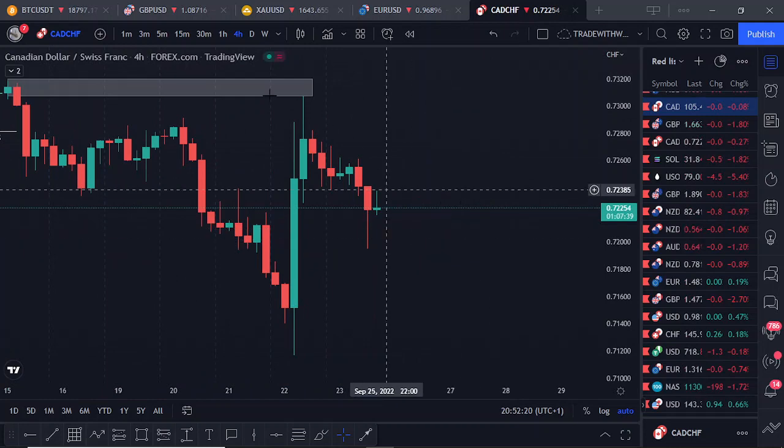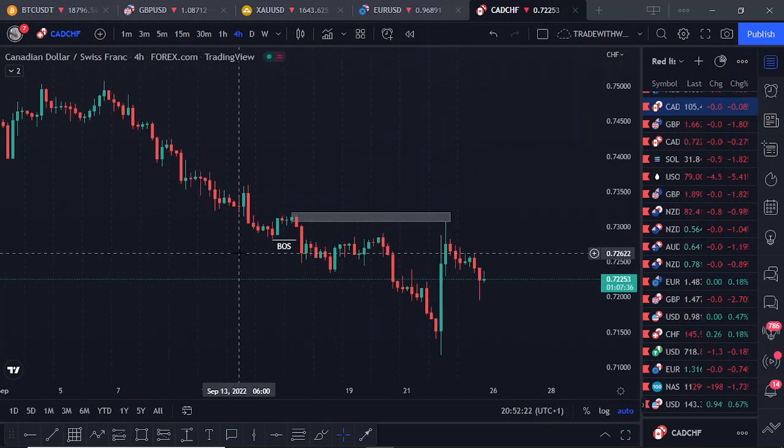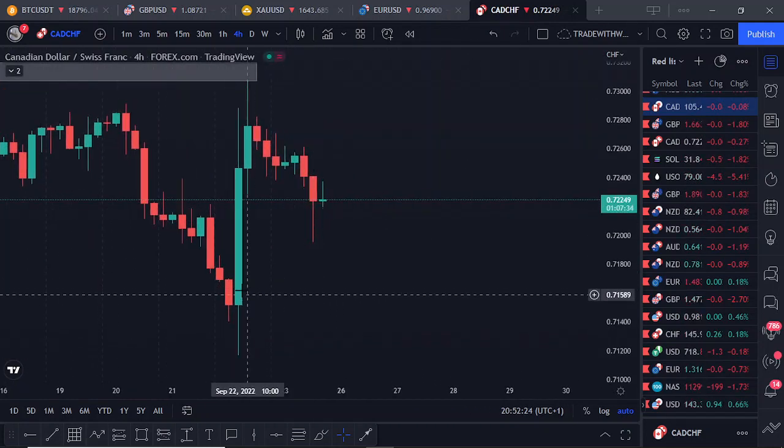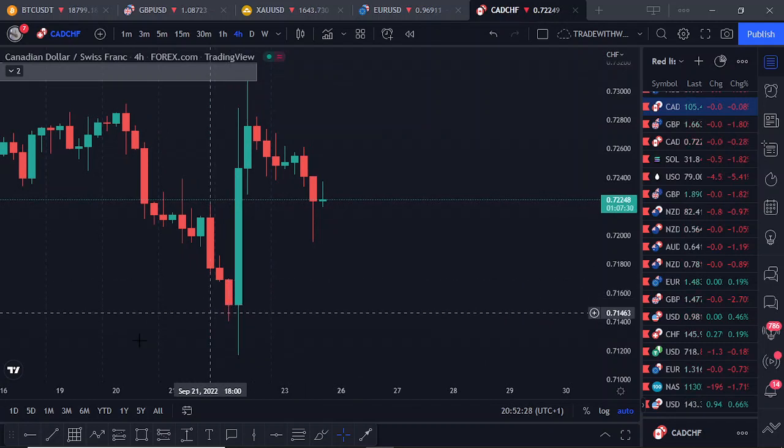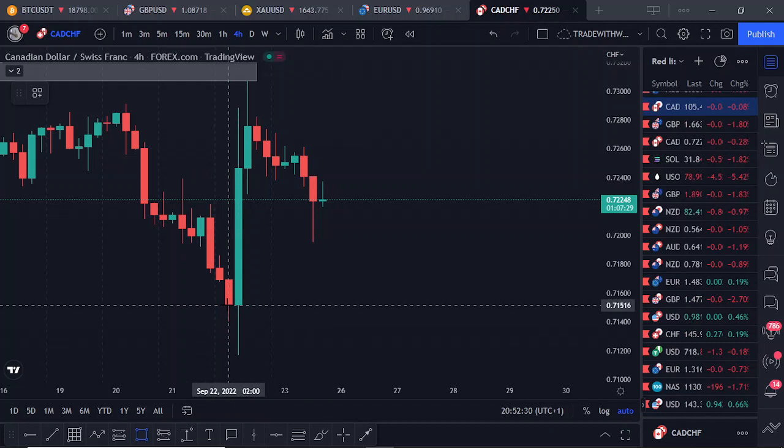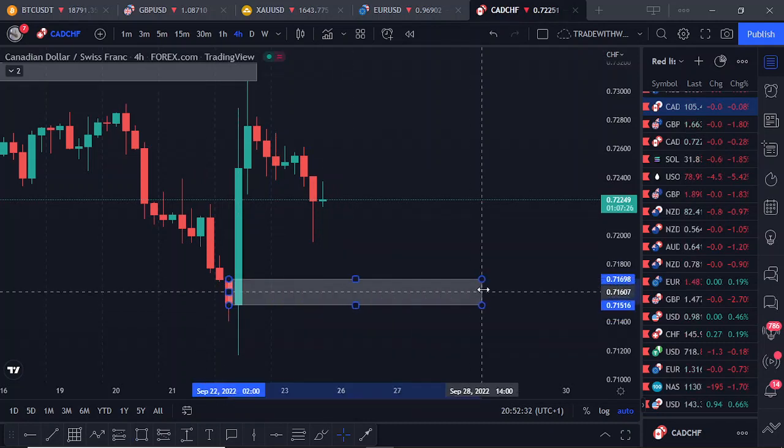Know how to identify demand and supply. Know how to use liquidity as confluence, and then tomorrow we'll be looking at Asian session liquidity and how to use liquidity as confluence. Okay, now some people might ask, is this not a demand zone here?